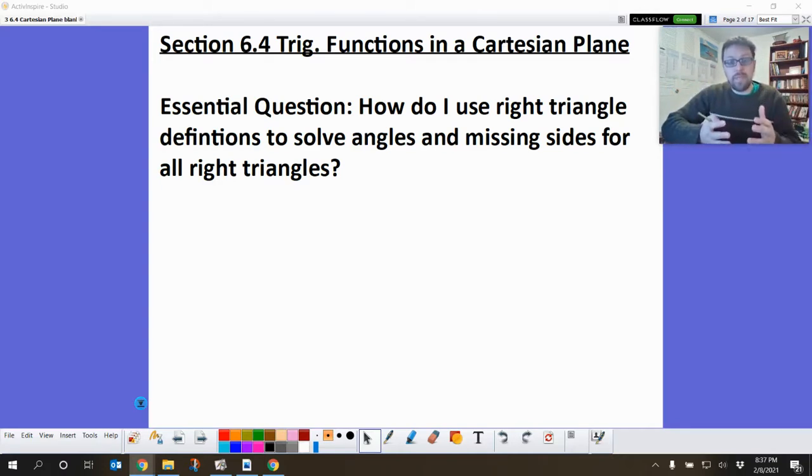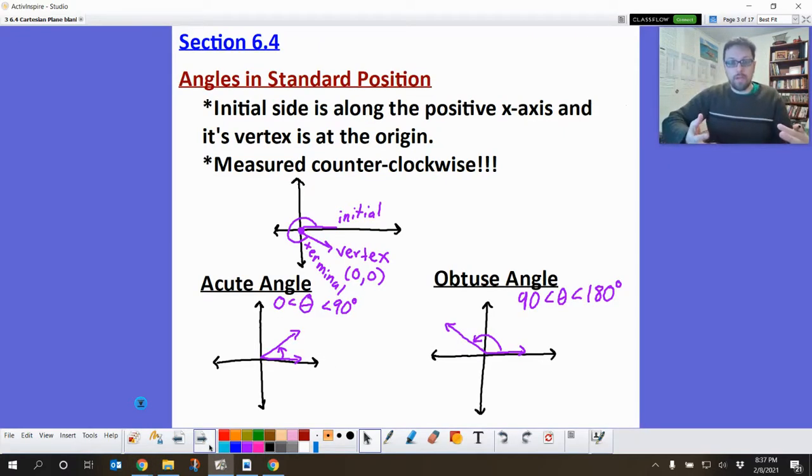To do that, we're going to be making angles on our Cartesian plane, the xy axis. So we first need to get an idea of how we want to talk about these angles. This is so that we're talking about the angles the same way. There's lots of ways we could draw angles on the Cartesian plane, but we want to make sure that we're always doing the same thing.